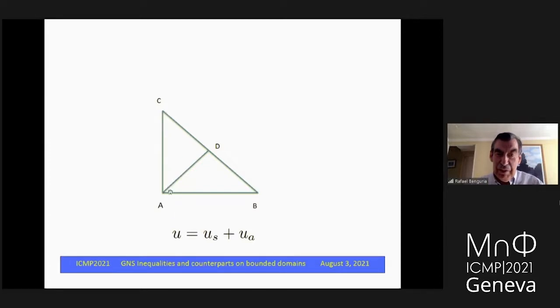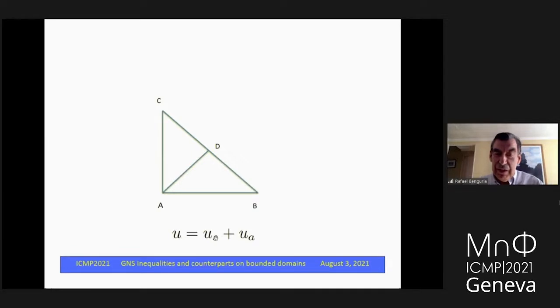We assume that there is a minimizer for the whole triangle ABC, and we decompose it. We draw the perpendicular to the hypotenuse, and then we have two similar triangles, which are also similar to the whole triangle. They are isosceles right triangles in their own right.